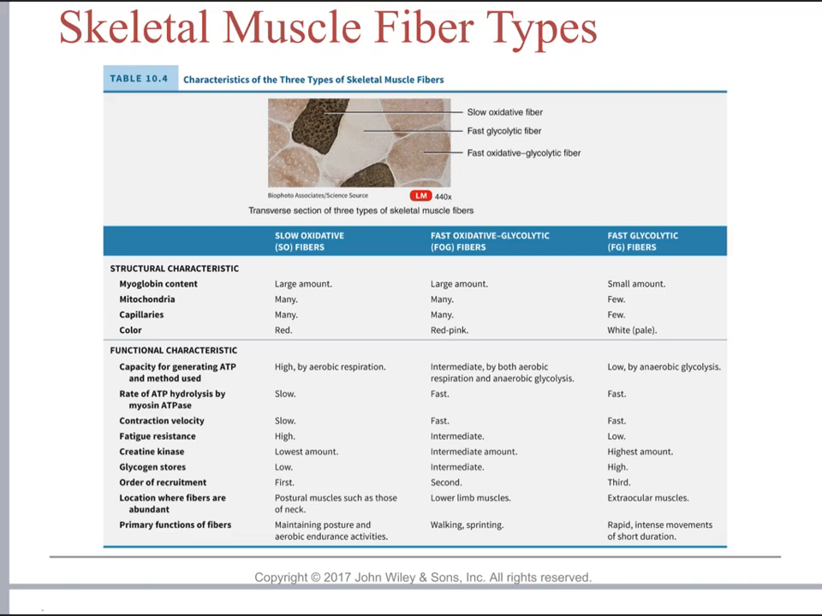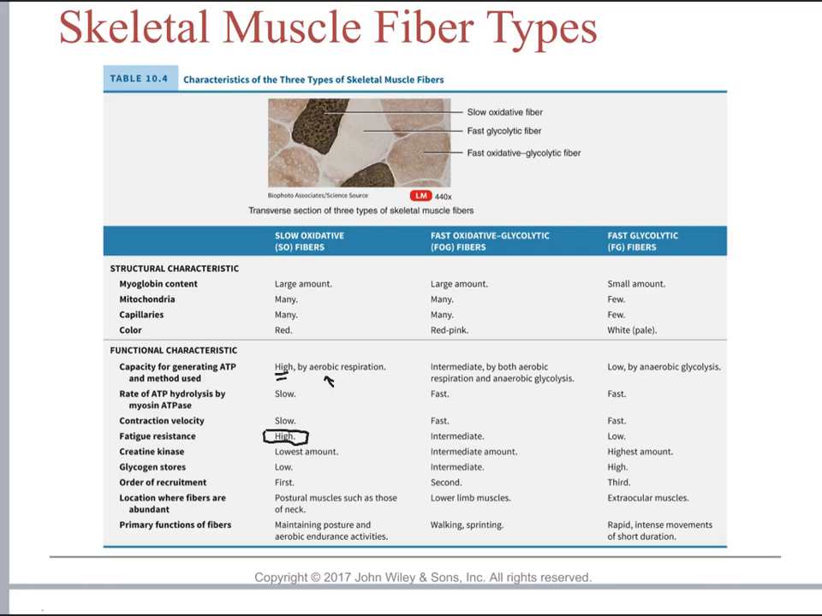Its functional characteristics. Because there is a lot of mitochondria, the capacity for generating ATP is going to be high, and the process is cellular respiration or aerobic respiration. Rate of ATP hydrolysis: the speed at which we use that ATP is slow. Now this is super important. If we're producing a lot of energy and we use it slow, the ability to resist fatigue is going to be high because it can sustain a contraction a lot longer. So the contraction velocity is going to be slow. The fatigue resistance, look at that, high.